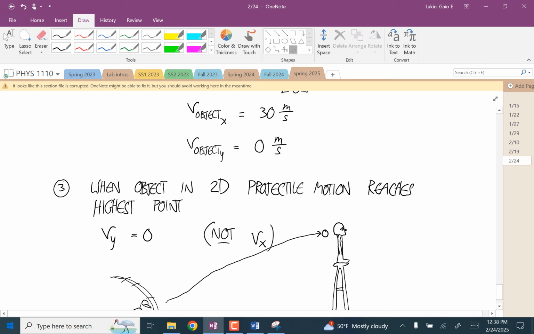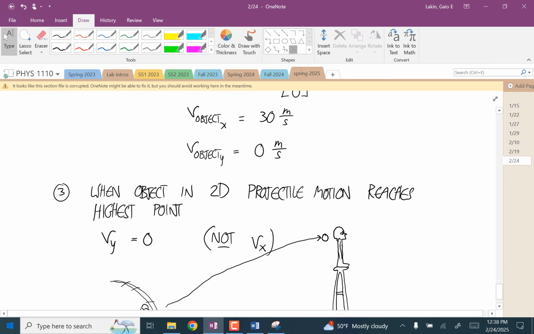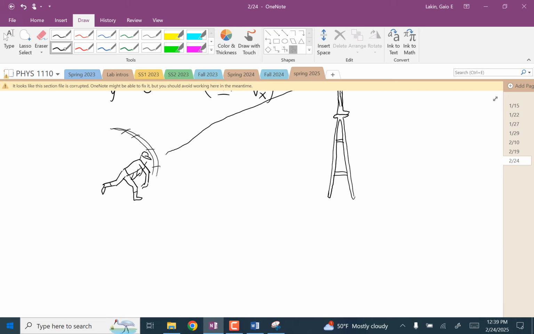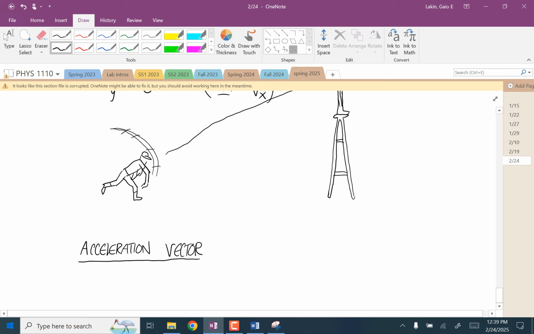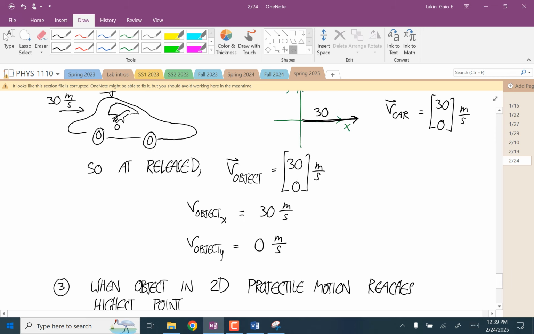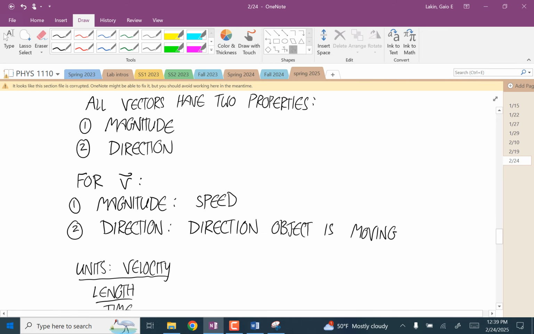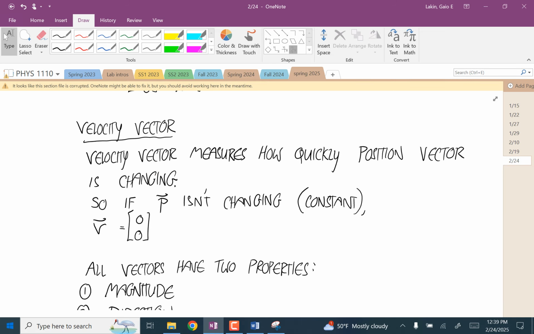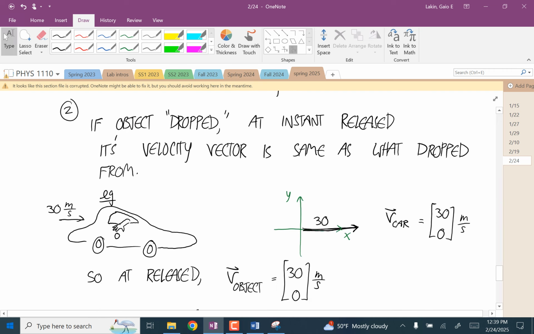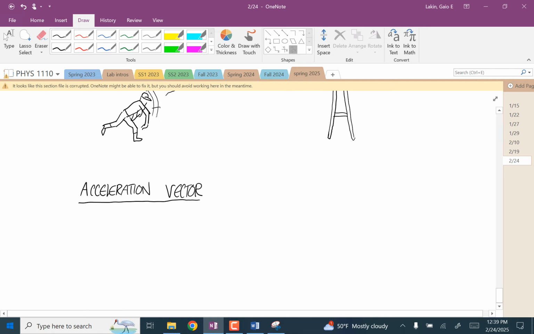Okay. So that's about all we need to say about the velocity vector. And now the acceleration vector. So remember when I introduced the velocity vector, I said that kind of the definition of the velocity is how quickly the position vector is changing. The acceleration vector is how quickly the velocity vector is changing.